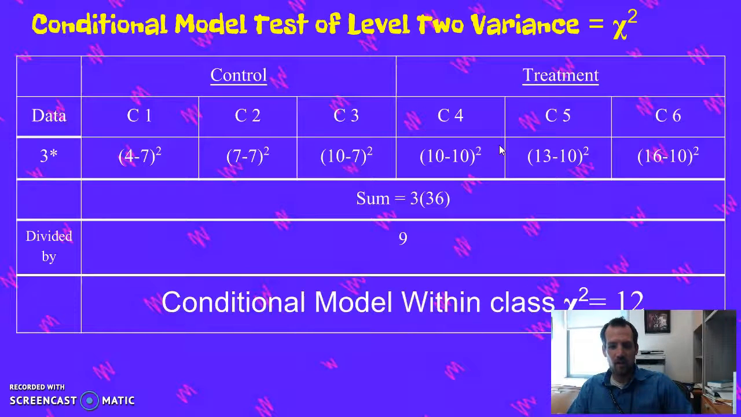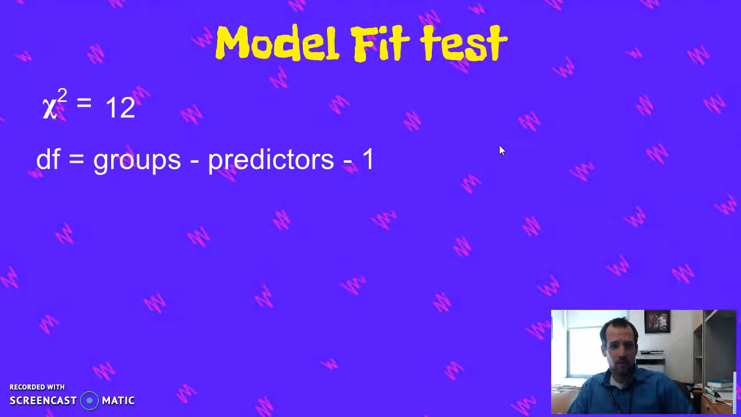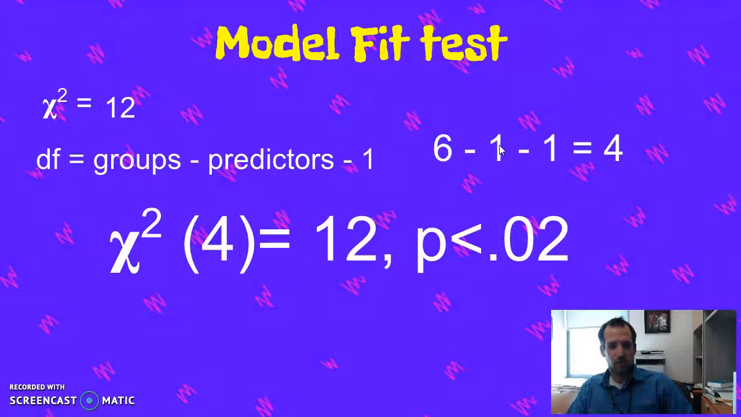Okay, and so we can run that on a chi-squared. You could look on a distribution of chi-squared. And the degrees of freedom would be groups minus predictors, so minus 1. So we have 6 groups minus 1 predictor, and then minus 1 again. So that's going to equal 4. And so chi-squared at a level of 4, at a degrees of freedom of 4, is going to equal 12, which is going to give us a good p-value of less than 0.02. So that's pretty good. Suggests that it did add sufficiently to the model.